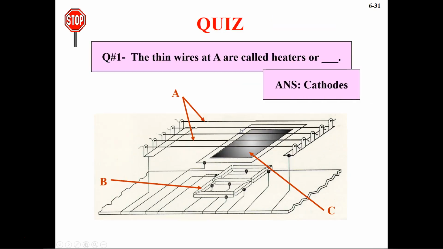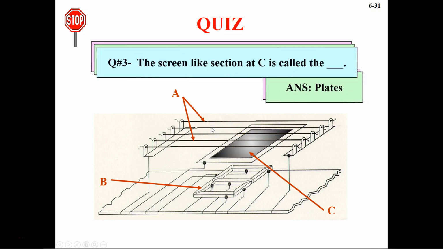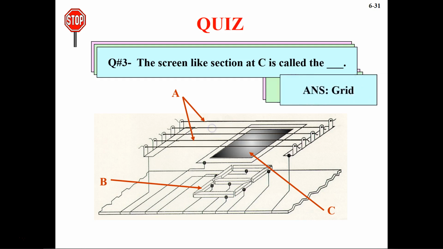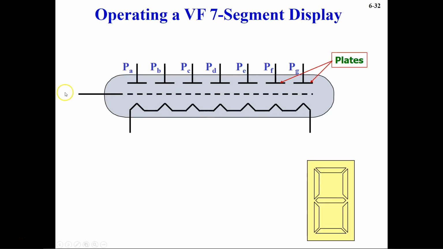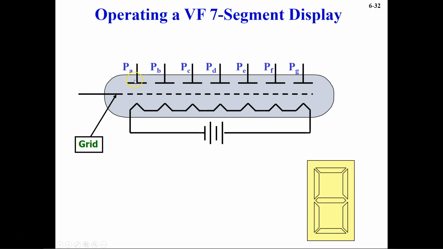Now quiz. Thin wires at A are called heaters. These are also called cathodes. Segments at B are called your plates. And then the screen-like section C is your grid. Now next is the operation which we already discussed. This is our cathode heaters. They heat up, and this is our grid, and these are basically your plates. So these are your plates, and this is your grid, and this is your cathode heater.